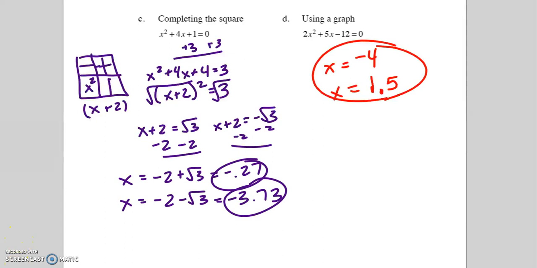All right, so for C, for completing the square, if I were to create a square with these tiles, I would have x squared here.